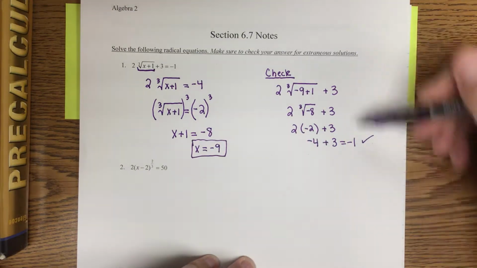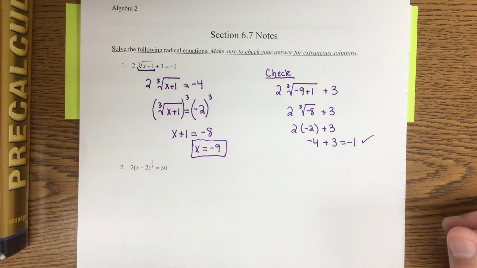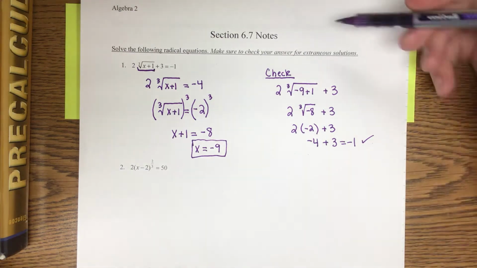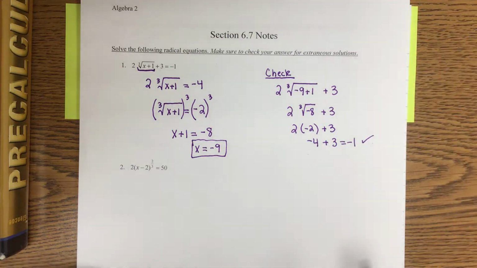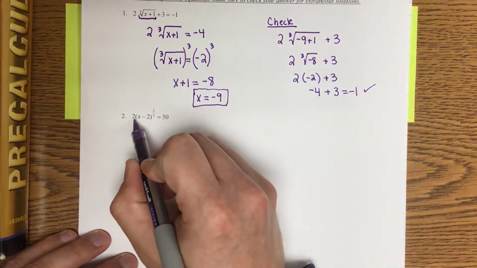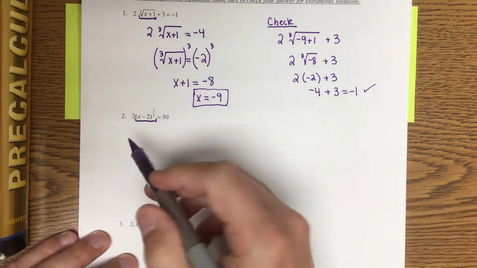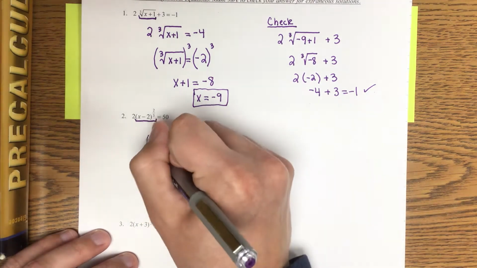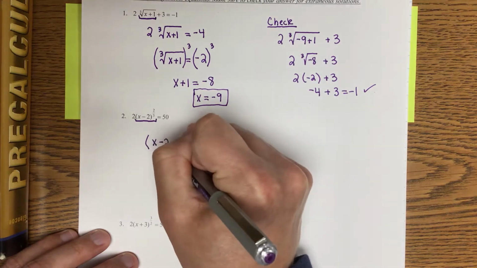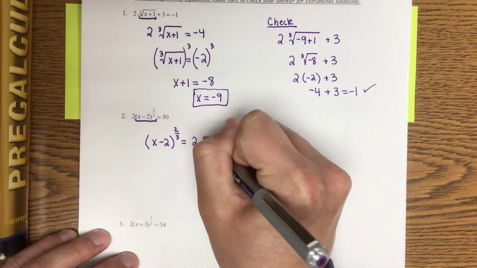So I might not show all of that work today because some of that can be done in a calculator or scratch work, but that's the process that you use to check your answers here. So for number 2, kind of a similar thing. I really can't do anything right here because it has an exponent, so I'll just divide by 2. So I have x minus 2 to the 2/3 power is equal to 25.